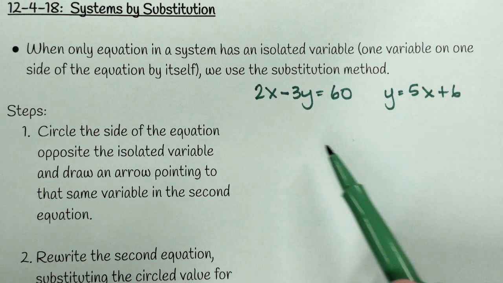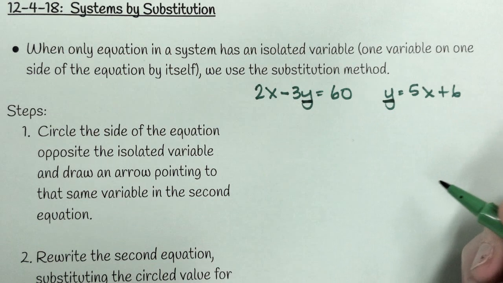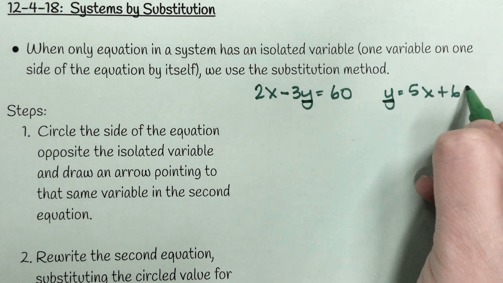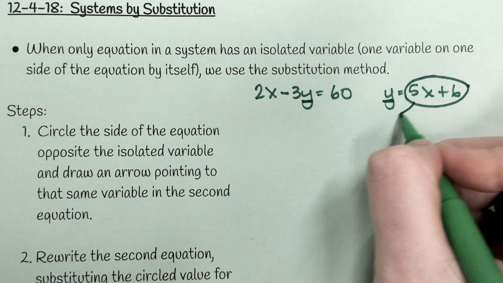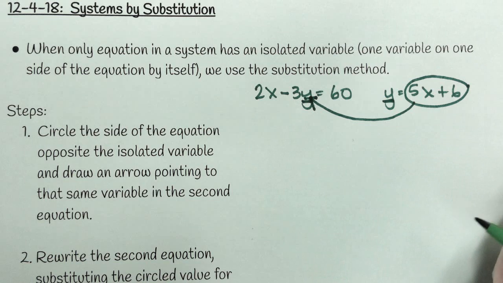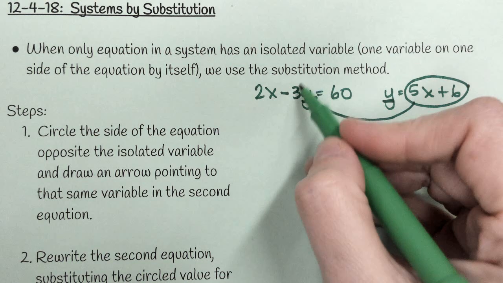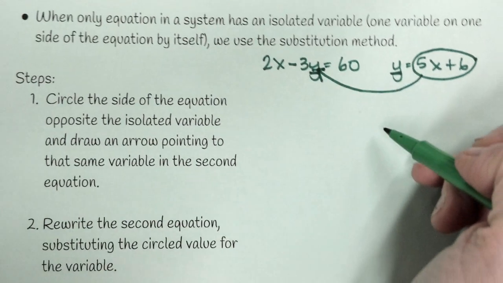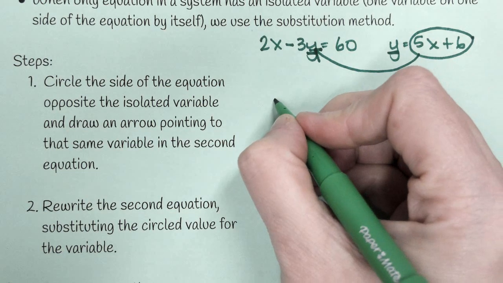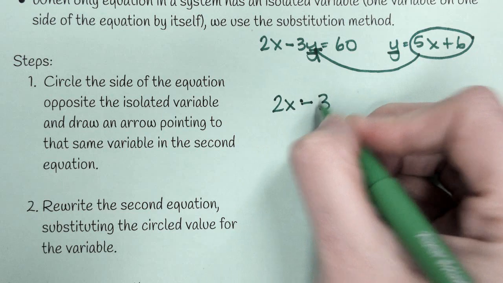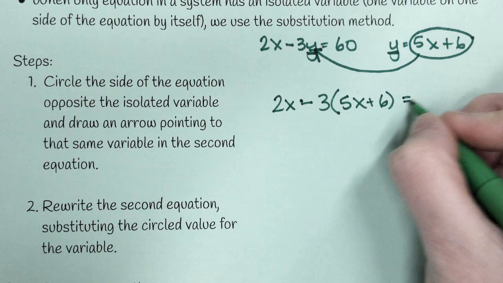Okay, so the way this method works is we're going to start off, we're going to look at what variable is isolated, and we're going to find that variable in the other equation. We're going to circle whatever is on the other side of the isolated variable, and we're going to draw an arrow pointing to where we're going to substitute it. Okay, so we have y equals 5x plus 6, so anytime I see a y, I'm going to put 5x plus 6. And then I'm going to actually rewrite this equation with 5x plus 6 in place of y. So I have 2x minus 3, and I get to a y, so I'm going to put 5x plus 6 in its place, and then I'm going to keep going.